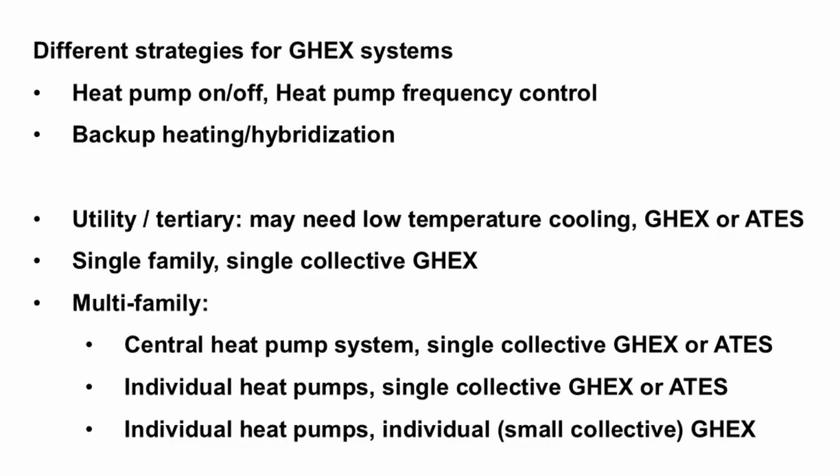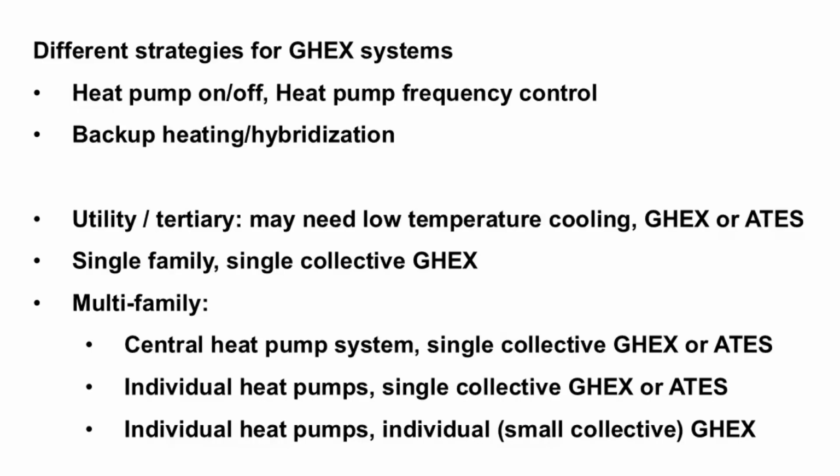Looking at multifamily houses, there are different opportunities like apartment buildings with a central heat pump system that can use a single collective ground heat exchanger borehole system or an open loop ATES system. We can have individual heat pumps, every apartment with its own heat pump, that use together a single collective ground heat exchanger or ATES open loop system.